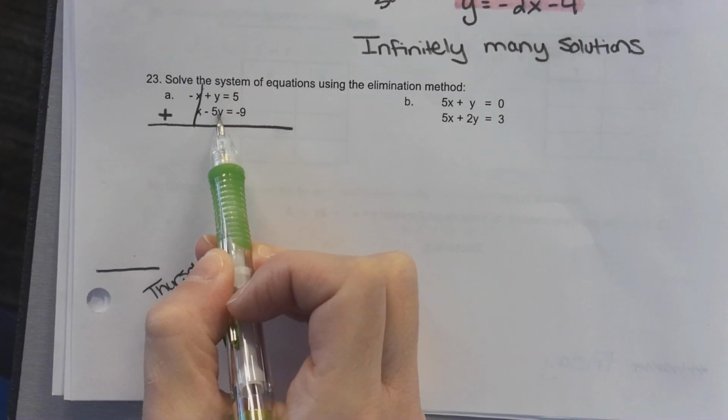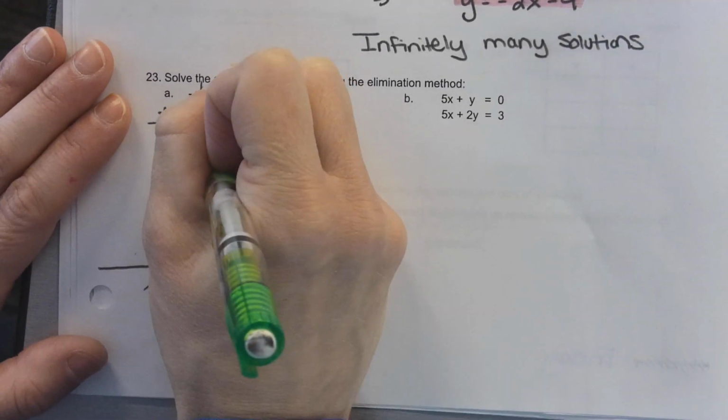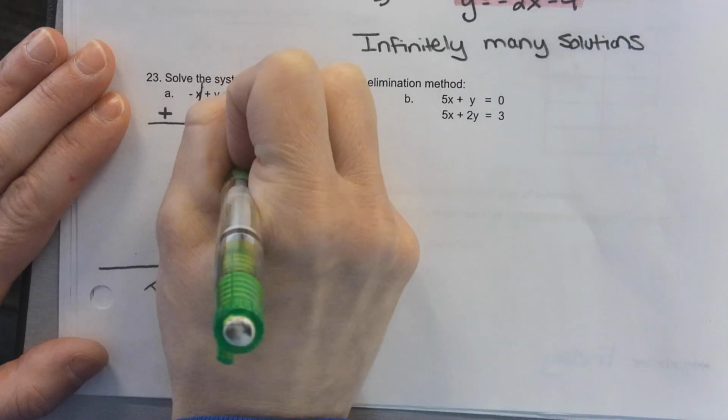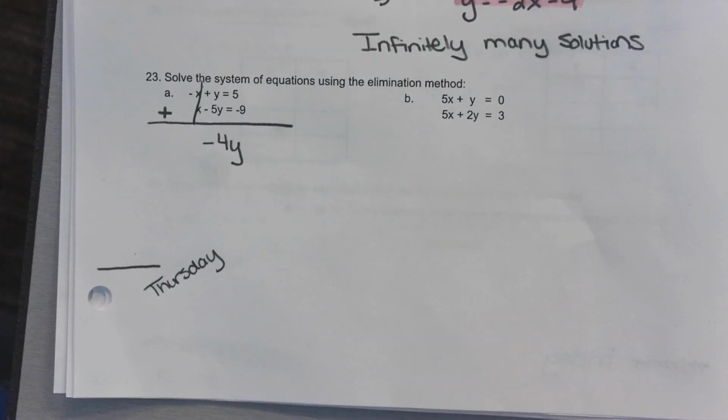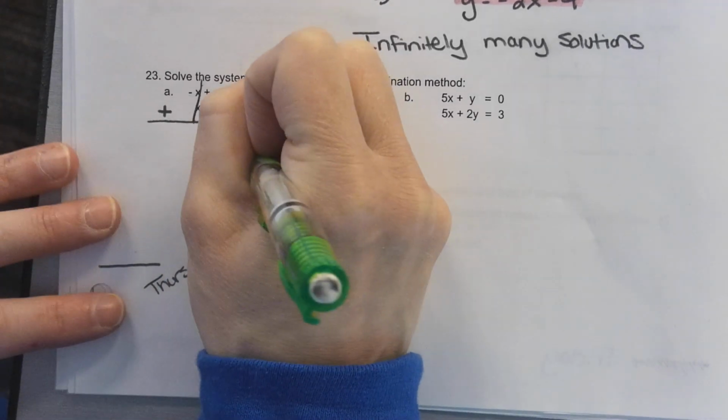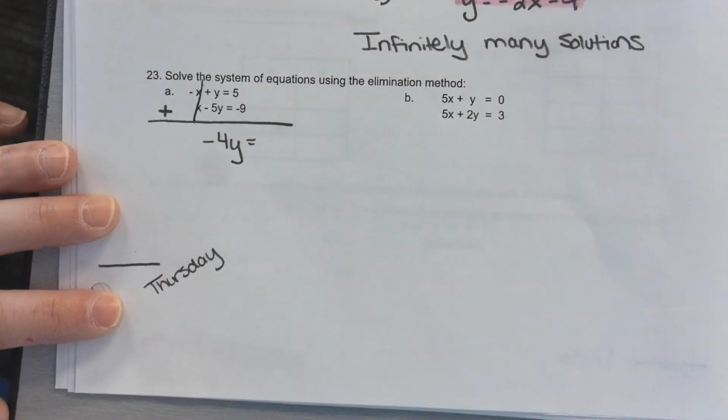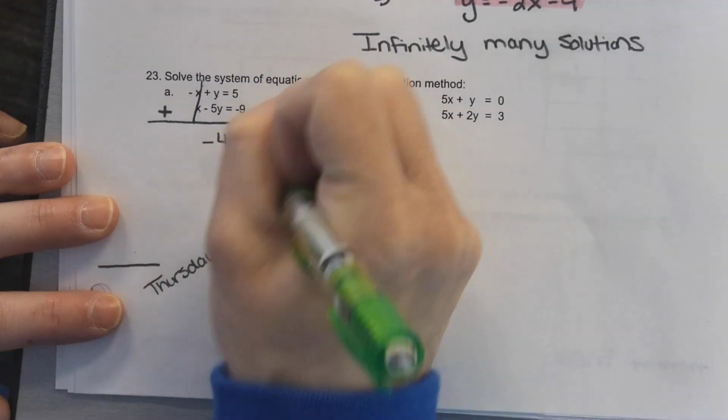1y minus 5y's. Negative 4y. So be careful with your sign. It should be negative 4. Equals 5 minus 9. Negative 4.